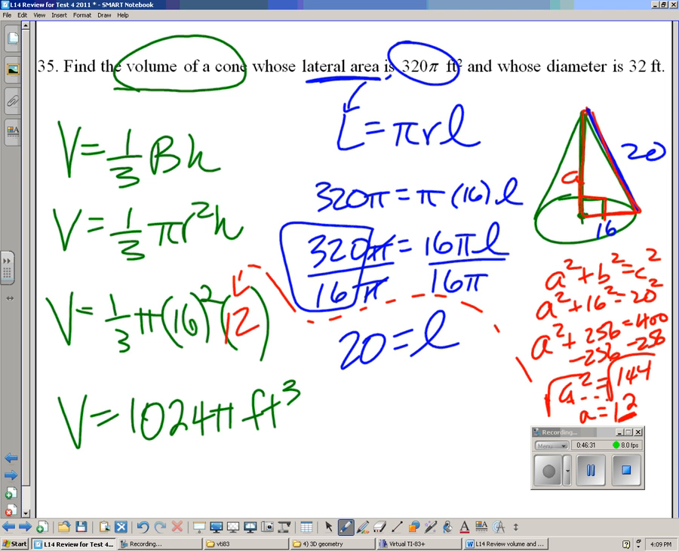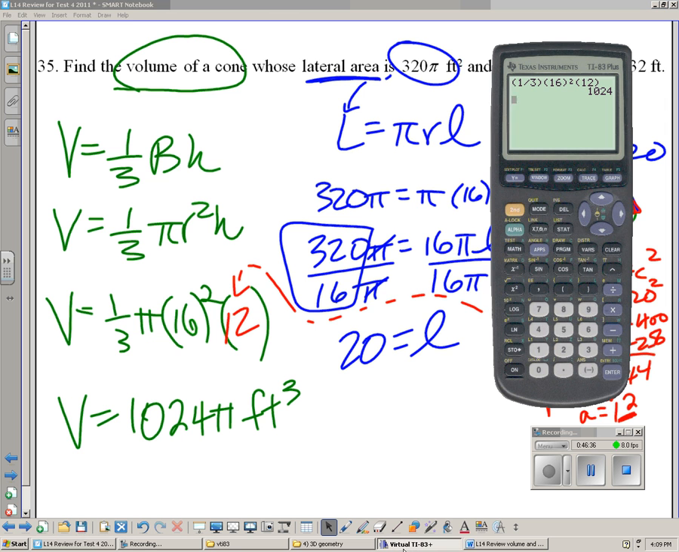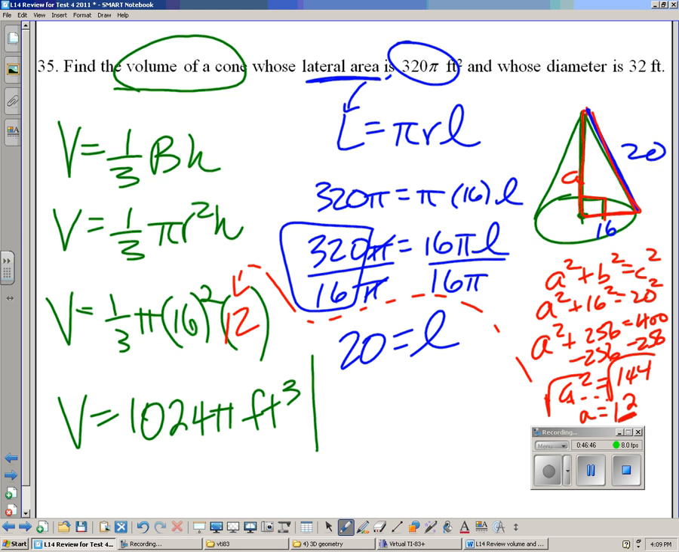Feet cubed, since it's volume. Since it did not specify, you could also give me the decimal. So I can multiply this by pi, and you could also write down that decimal. I won't. It's just easier to leave the answer in terms of pi. So if they don't tell you what to do, you can leave it in terms of pi or write the full decimal. To avoid points off, I would just leave the answer in terms of pi.